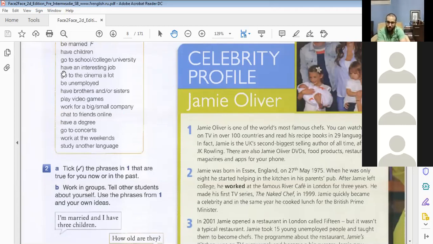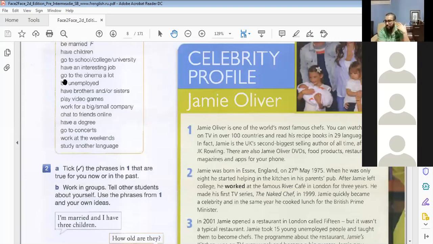You can also talk about other things. You can say, for example, I like chatting to friends online, and I also like to play online video games. So you can use these things to talk about yourself a bit, okay? So I'd like all of you, we can do this in turns. You can choose 2 or 3 things from the list here, and you can talk about yourself using these things.